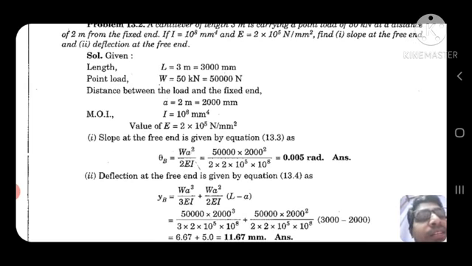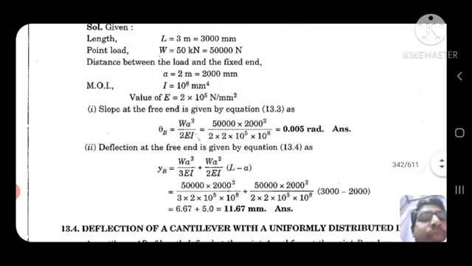Length L is equal to 3 meter, so that is equal to 3000 millimeter. Point load W equal to 50 kilonewton, so that is equal to 50,000 Newton. Distance between the load and the fixed end A equal to 2 meter, that is equal to 2000 millimeter. I equal to 10 to the power 8 millimeter to the power 4. Value of E, so that is equal to 2 into 10 to the power 5 Newton per millimeter square.